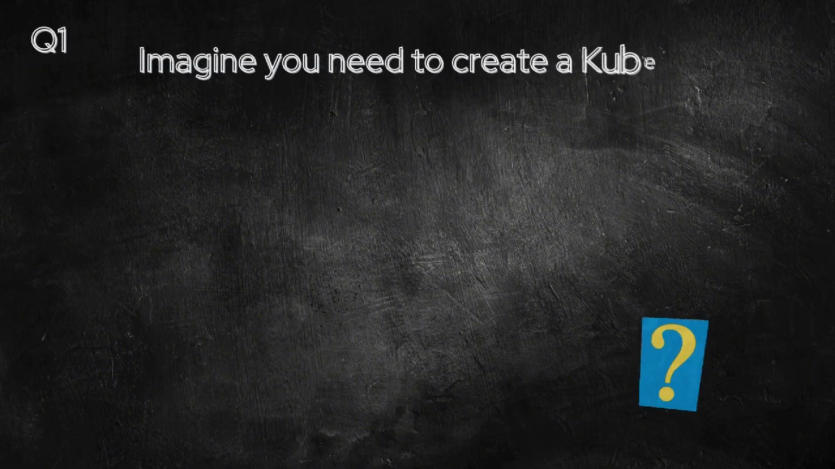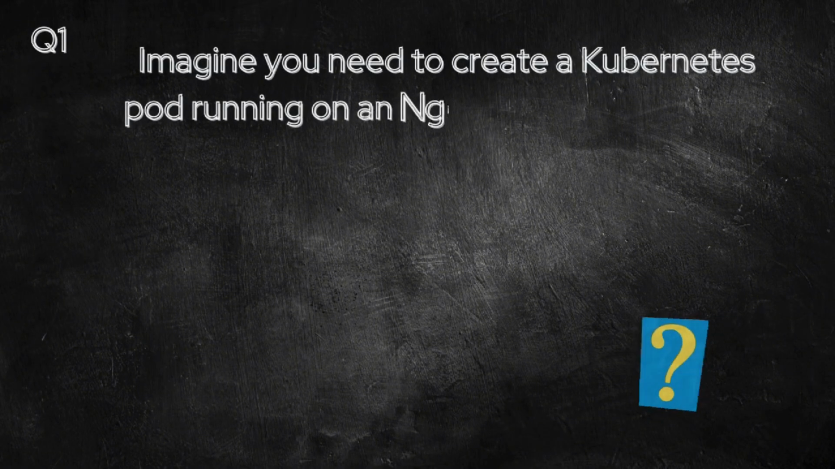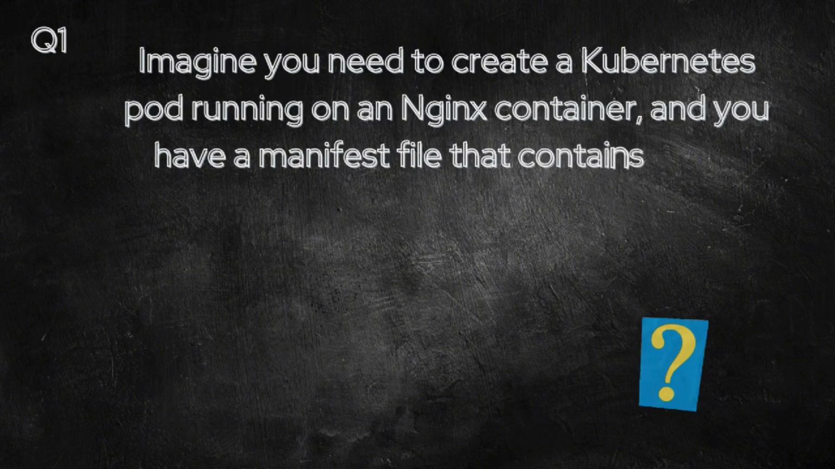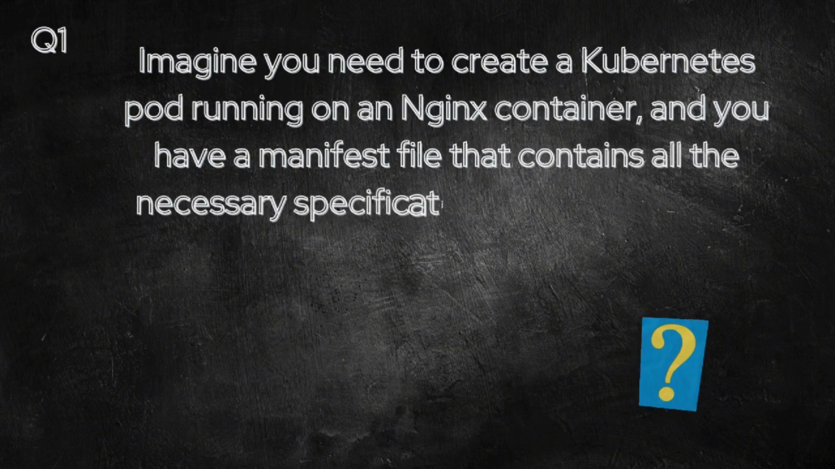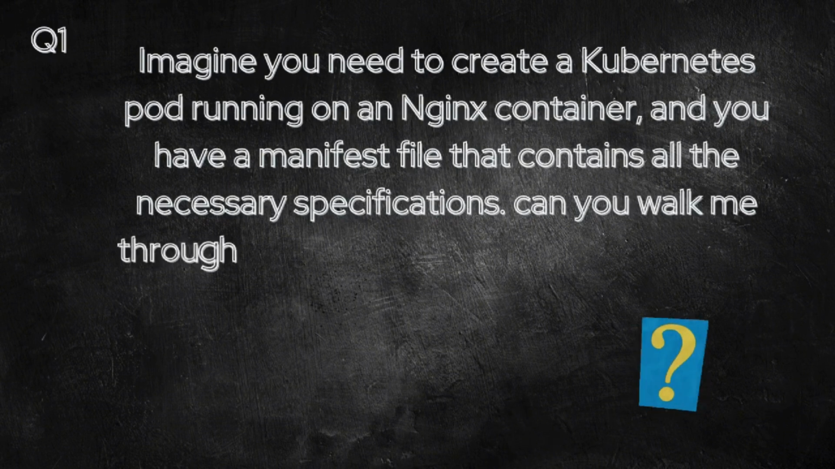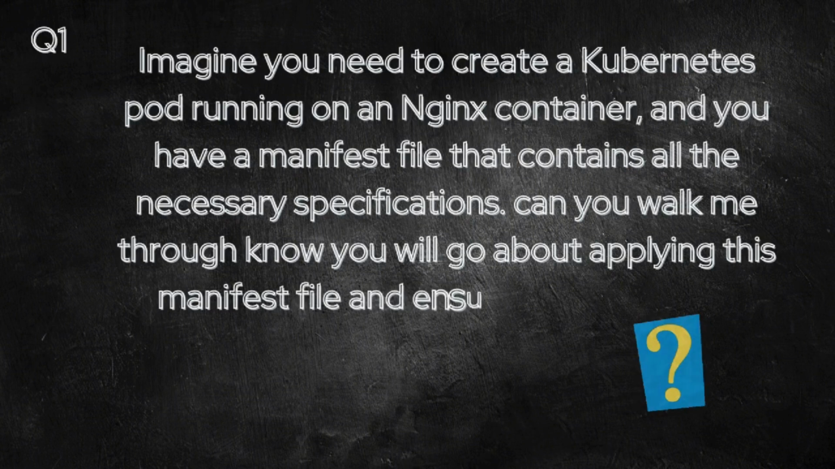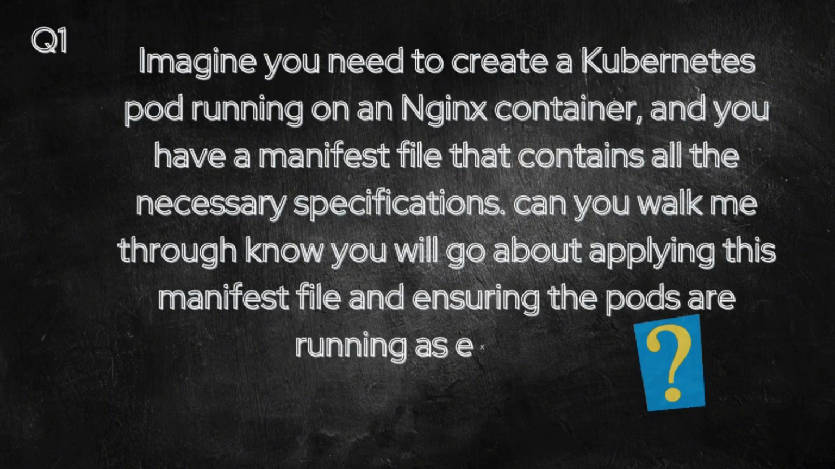Question number 1. I saw in your resume you've been using Kubernetes for the past 7 years. Is that correct? If so, imagine you need to create a Kubernetes pod running on an Nginx container, and you have a manifest file that contains all the necessary specifications. Can you walk me through how you go about applying this manifest file and ensuring that the pods are running as expected? Thank you for asking that question.